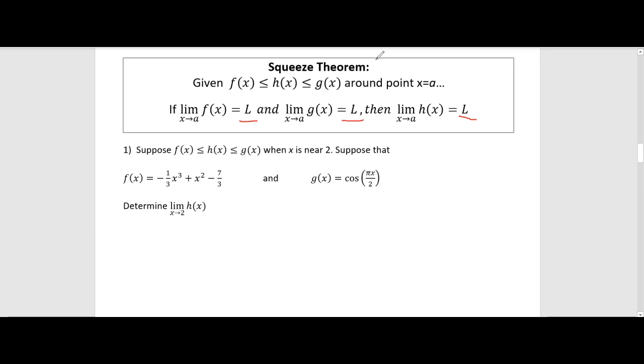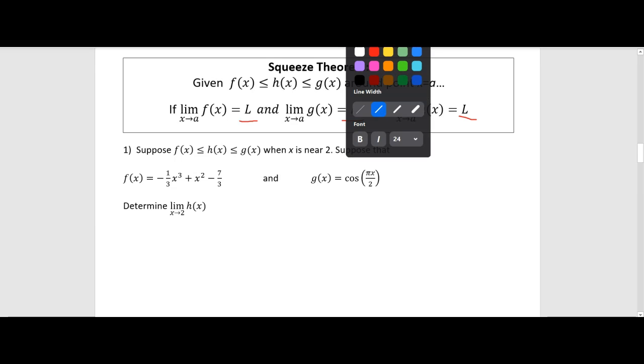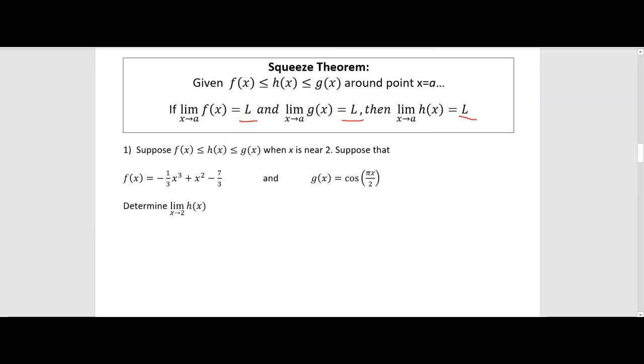When we come back for part 2, we are going to put this theorem into action and use it to solve or think about several different problems.